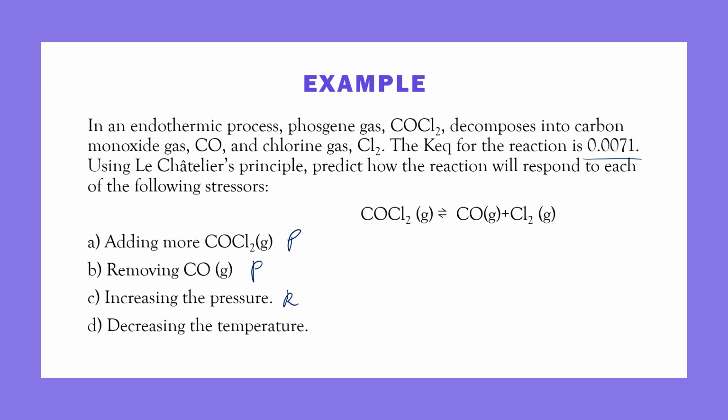And then decreasing the temperature. So right at the very beginning, they told us it was endothermic. So heat is on the reactant side. If I decrease the temperature, it's too cold. I want to go toward the heat to warm it back up. So it will also go towards the reactant side.